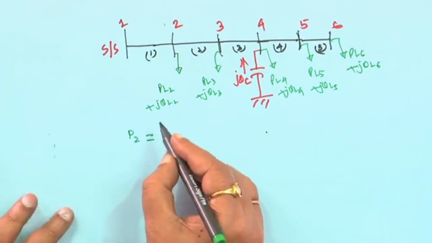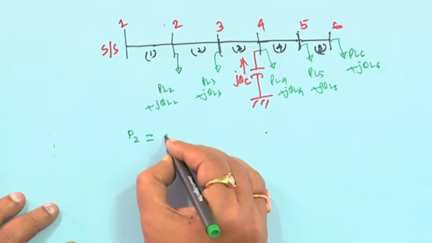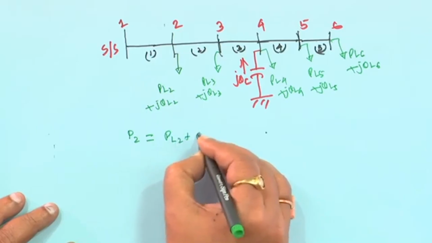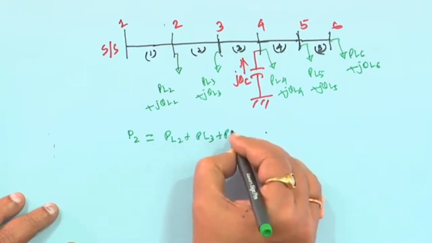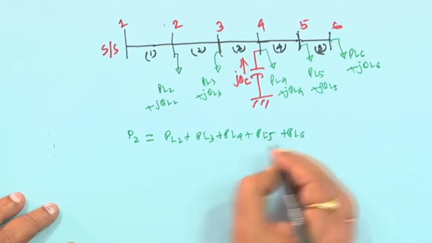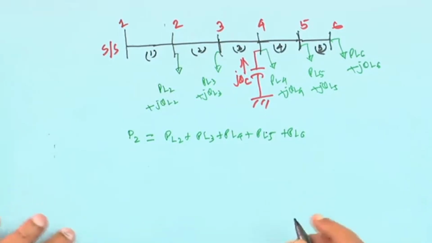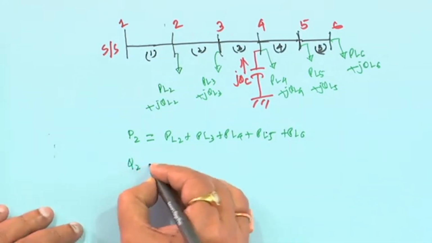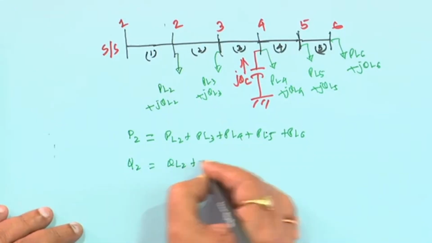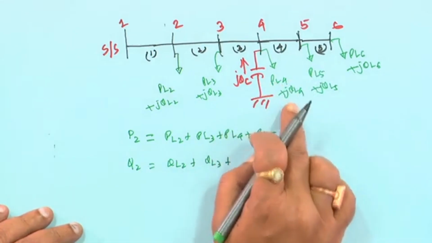P2 will be, for branch 1 only, the total load fed through the node: PL2 plus PL3 plus PL4 plus PL5 plus PL6. Now, what will be Q2? Q2 will be first QL2 plus QL3, then come to QL4.